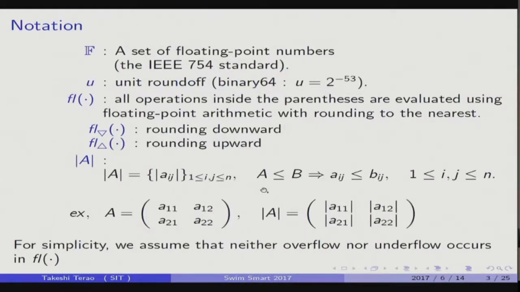These are the notations in this talk. F is a set of floating point numbers and u is the unit round-off. Next, this notation indicates that all operations are evaluated using floating point arithmetic with rounding to the nearest, rounding downward, and rounding upward.